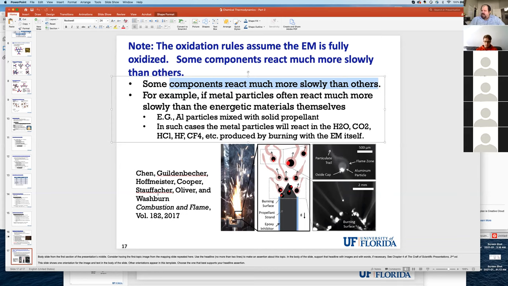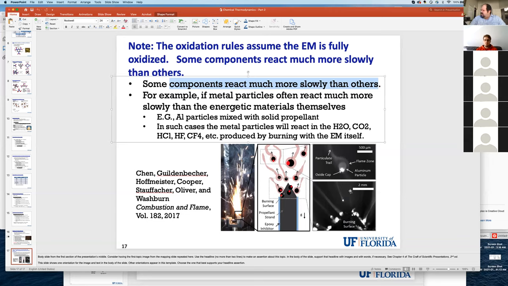Here, this is from Dan Gildenbecker's group at Sandia National Lab. They just published a fairly recent paper in Combustion and Flame, where they did some nice visualization of burning propellant strands. They have a piece of solid propellant and they embed a bunch of aluminum particles. This sounds kind of crazy, but aluminum particles have been an additive for rocket fuel for well over 50 years. What happens is these aluminum particles melt, and then they get ejected into the flow produced by the burning propellant. What you see here are these ejected aluminum particles that are burning. But what the aluminum particles are burning in is not air. The aluminum particles are burning in the combustion products of the energetic material itself.